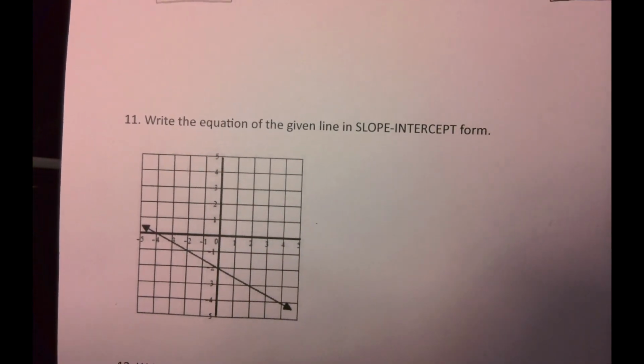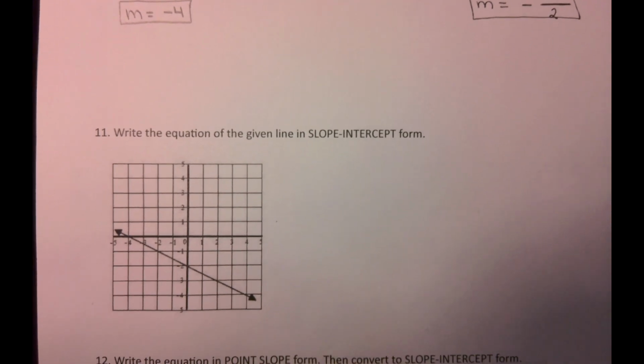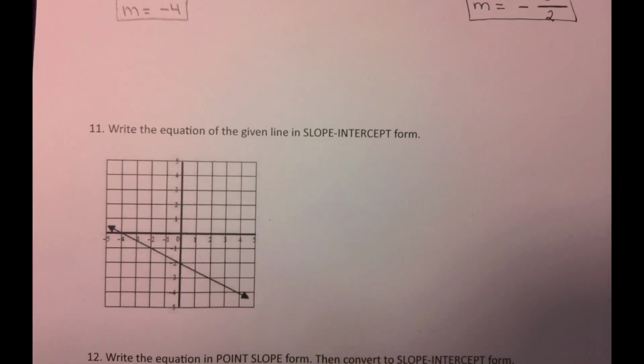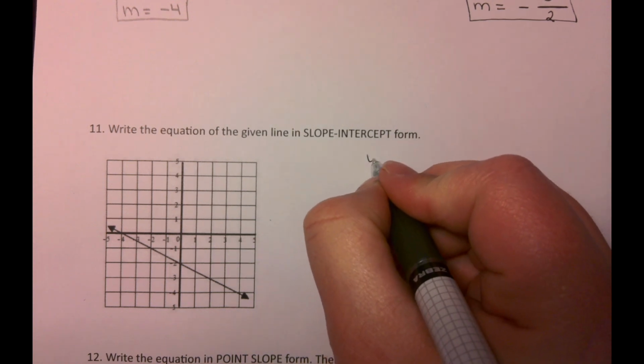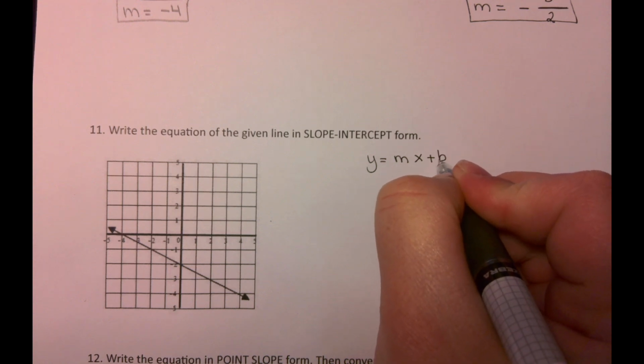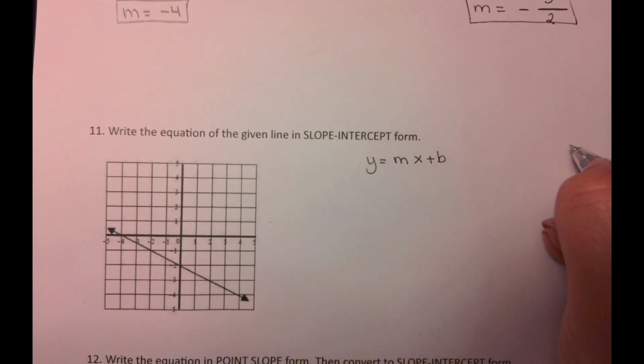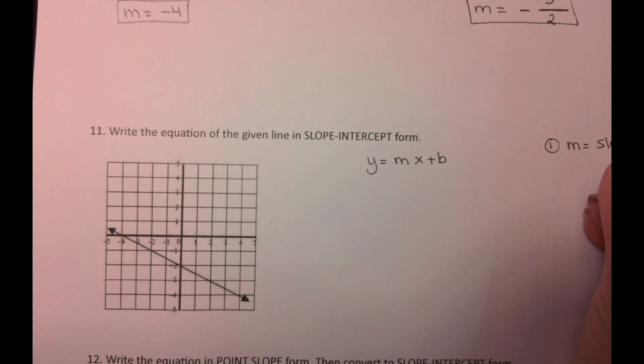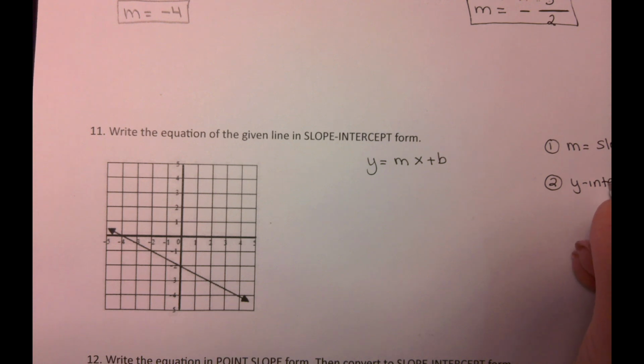Write the equation of the given line in slope-intercept form. This is where you have to have your formulas memorized. What is slope-intercept form? Which form is that? Slope-intercept is y equals mx plus b. So we need 2 pieces of information. We need the slope and we need the y-intercept, which is going to be your b value.